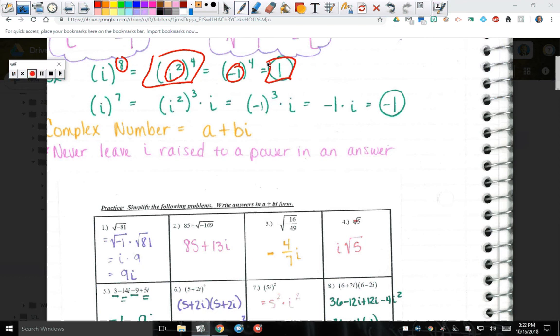Okay? Now, help me find the mistake on this one. Okay, it was an honest mistake, but where's the mistake that you see here? Is this correct so far, yes or no? Yeah, that's correct. What does i squared equal? -1. What's -1 cubed? -1. Don't be afraid, guys. -1. But what's -1 times i?